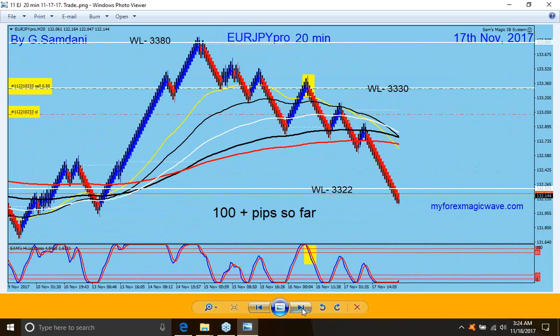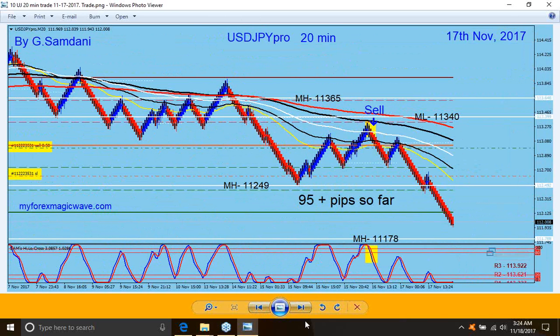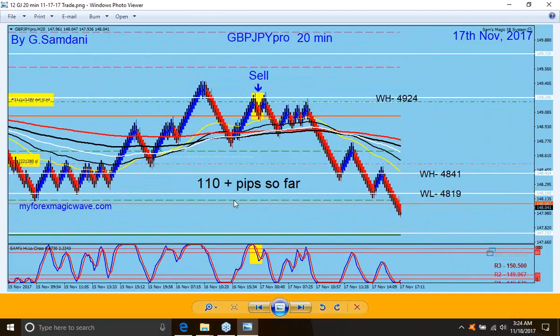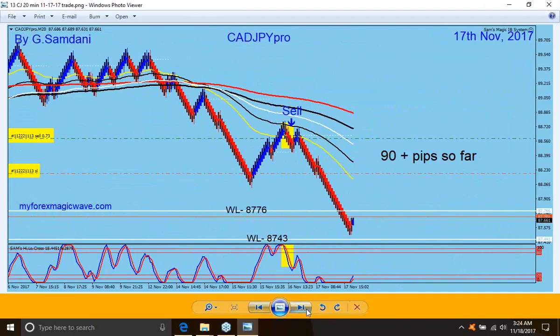Look at these trades: 100 pip here, 95 pip here, and then 110 pip here, and then CAD yen 90 pip. In one day, it's easy. A lot of my subscribers are doing the same thing, but even if they're beating me big time, I have to do a lot of things.